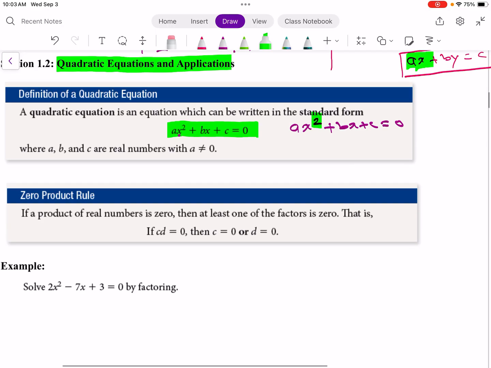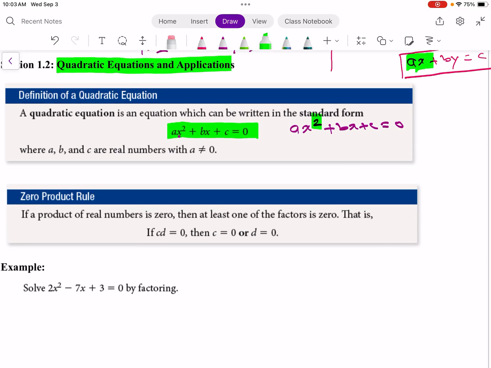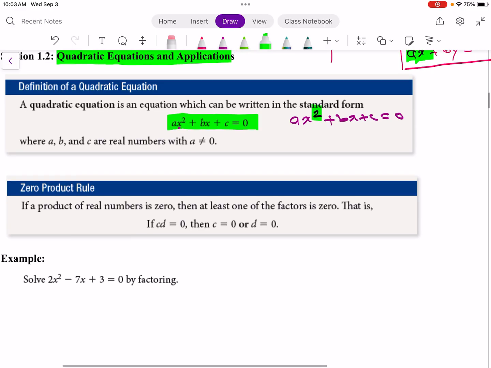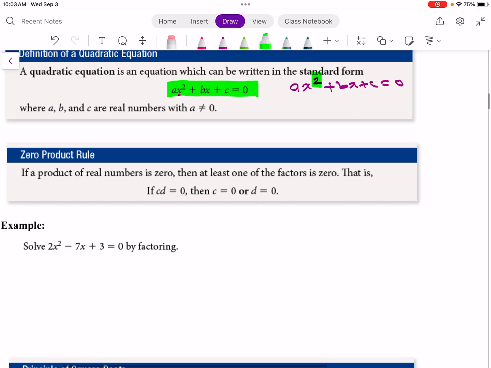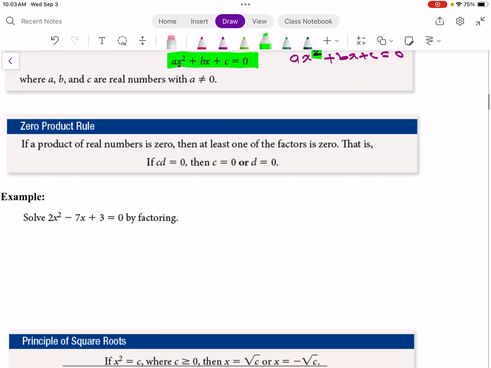In this quadratic equation, since the degree is 2, we will have at least 2 solutions. So whenever you are solving quadratic equation, make sure you have at least 2 solutions. So sometime the maximum number of solution is 2, or it can be 1, or there may not be any solution, okay? But in general, whenever we are solving quadratic equation, we will have at least 2 solutions. And the very first rule that we need for solving this quadratic equation is a zero product rule, okay?